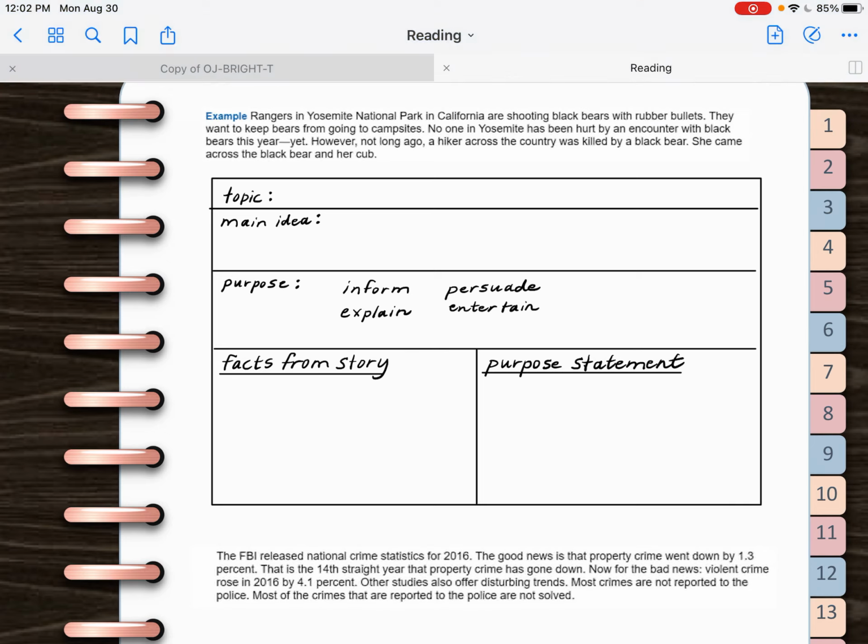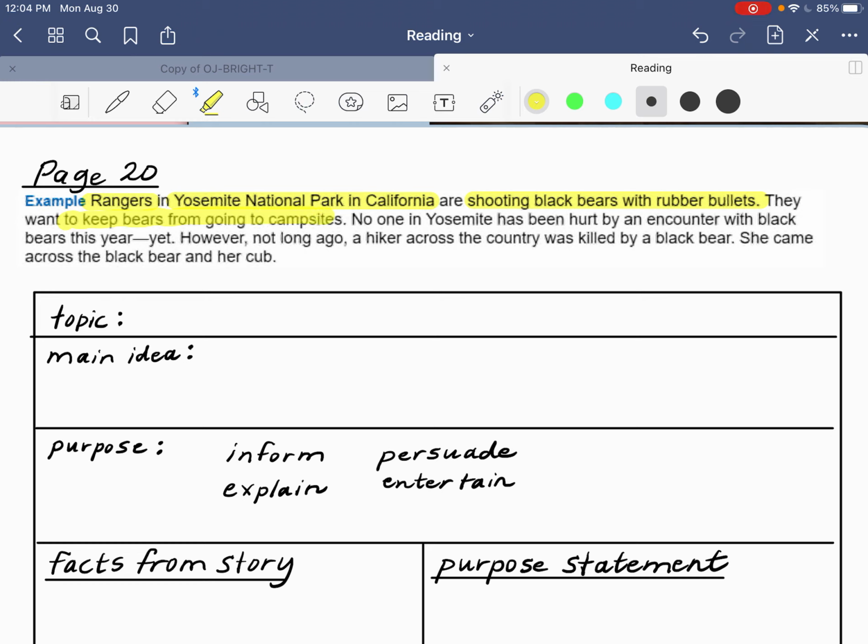Rangers in Yosemite National Park in California are shooting black bears with rubber bullets. They want to keep bears from going to campsites. So rangers, these are trained professionals. They're not just people like me out shooting the bears. Here's the where, Yosemite National Park, shooting black bears with rubber bullets. Why? They want to keep the bears from going to campsites.